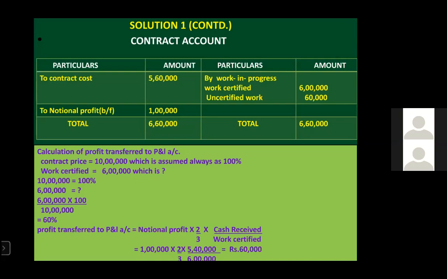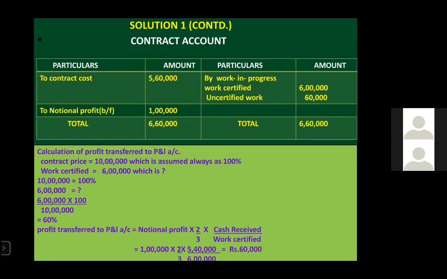So look at the calculation. Contract price is equal to 10 lakhs, which is always assumed as 100%. Work certified 6 lakhs means what percentage? So 10 lakhs is equal to 100%. Next line, 6 lakhs is equal to question mark. So have a cross multiplication: 6 lakhs into 100 divided by 10 lakhs, you will calculate as 60%. So 60% means, remind the golden rules.